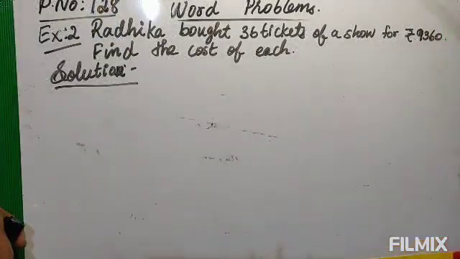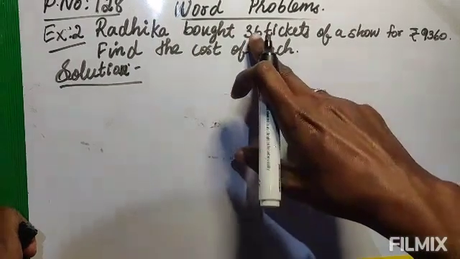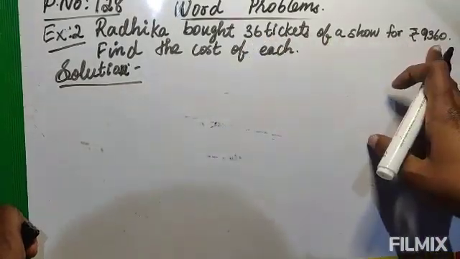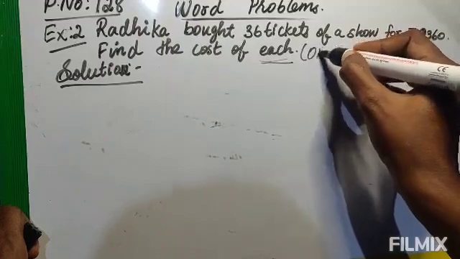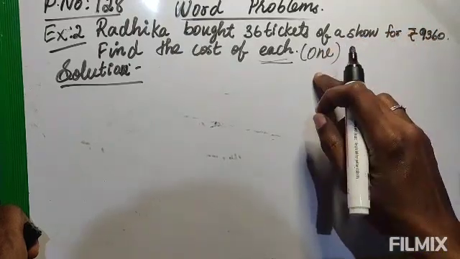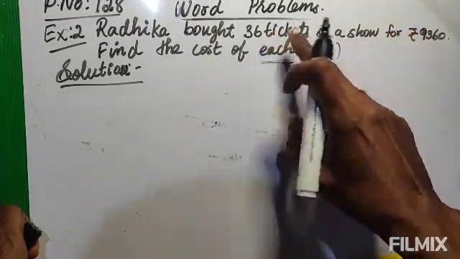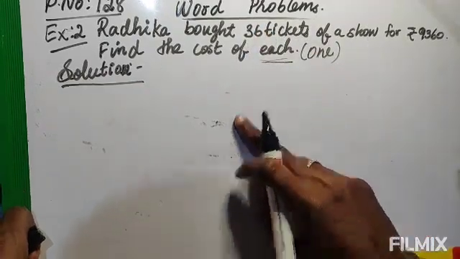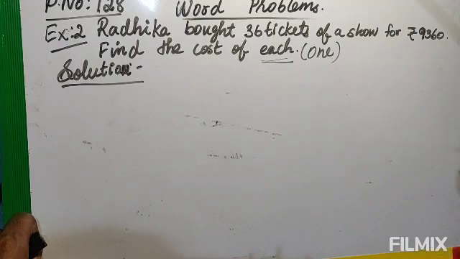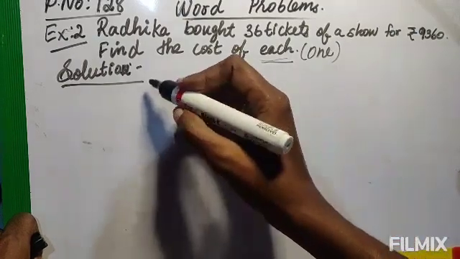Okay, now the second example. Radhika bought 36 tickets of a show for rupees 9,360. Find the cost of each. So the cost of 36 tickets is given and they are asking for each. Each means 1. Given for many and asked for 1. Given for 36 and they are asking for 1, so you have to divide. So let's do the solution, and first let's write the statement.